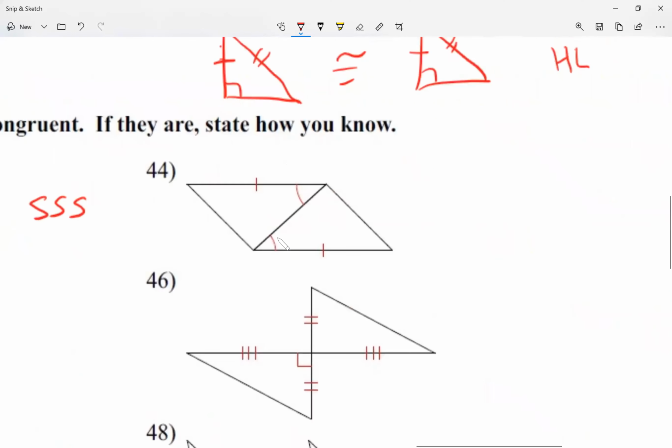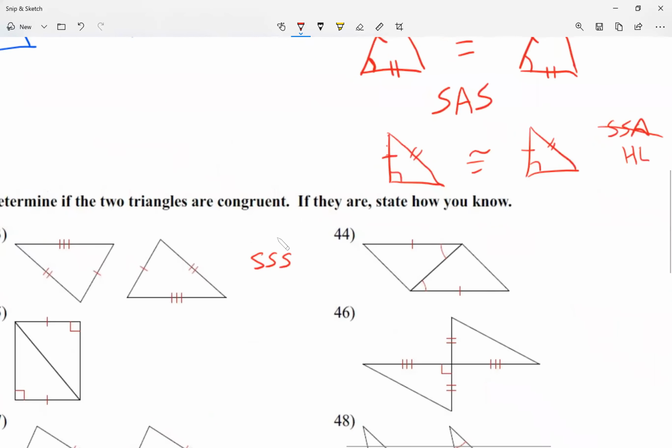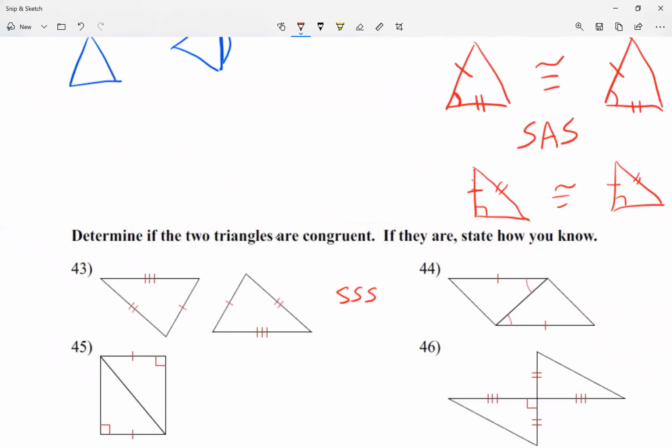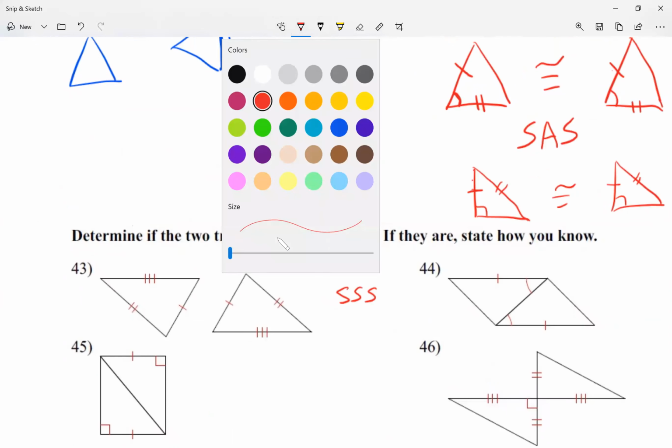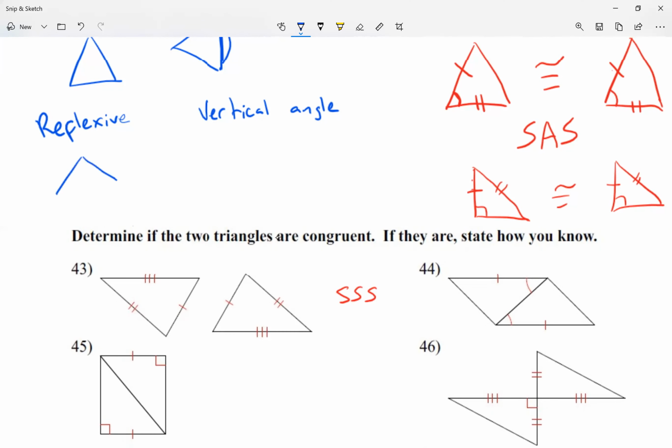All right, let's take a look at question number 44. Before I move on, there's going to be two rules that we're going to use. One of them is going to be called reflexive. Let me write the word, reflexive. And the other one is called vertical angle. I'm going to use these rules sometimes. Now, what does reflexive mean? That is when I have two triangles that shared one side.